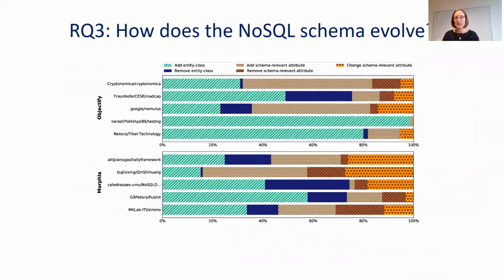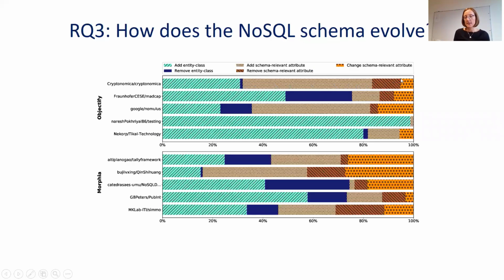A third question is, how does the schema evolve? What are the changes on the schema? And here we distinguish adding an entity class, and that in each project outweighs removing one. Adding a schema-relevant attribute, of course, outweighs removing a schema-relevant attribute because we saw a lot of growth there. And what I find interesting is that even though each project has a different distribution here, the last part, the changes to the schema-relevant attributes, is not that dominant. And that also contains type changes.